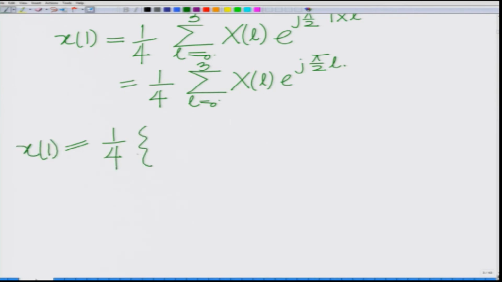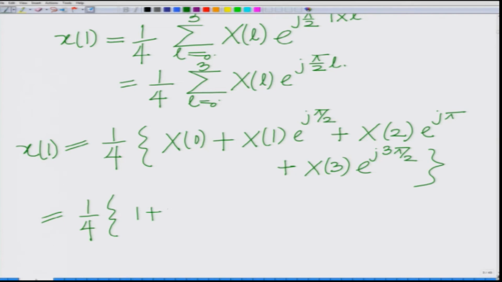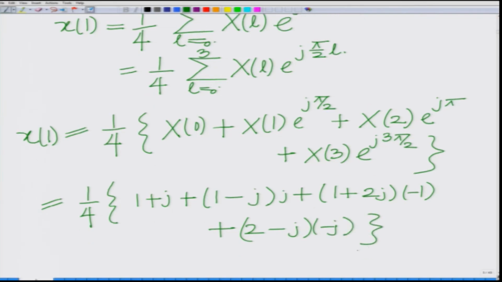Now, if I substitute the symbols loaded onto the subcarriers, I have x1 equals 1 over 4 times x0 plus x1 into e power j pi by 2 plus x2 e power j pi plus x3 e power j 3 pi by 2, which is equal to 1 over 4 times 1 plus j plus 1 minus j into j plus 1 plus 2j into minus 1 plus 2 minus j into minus j, and what is this equal to?